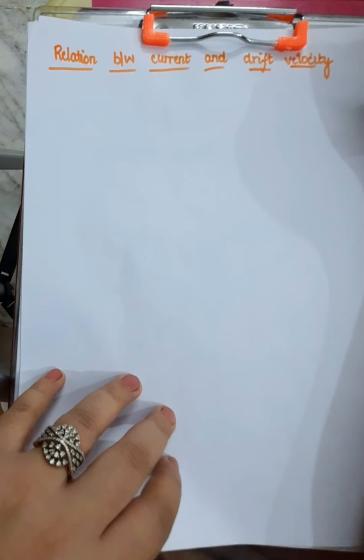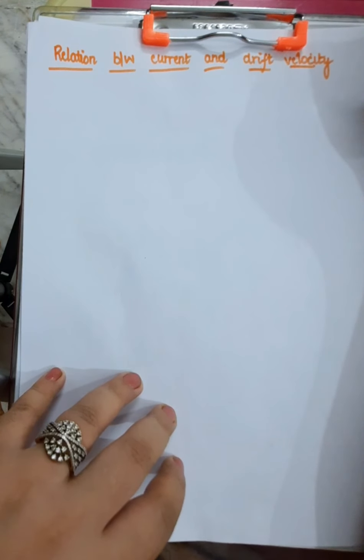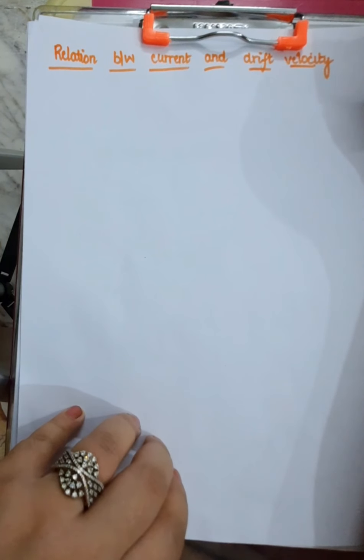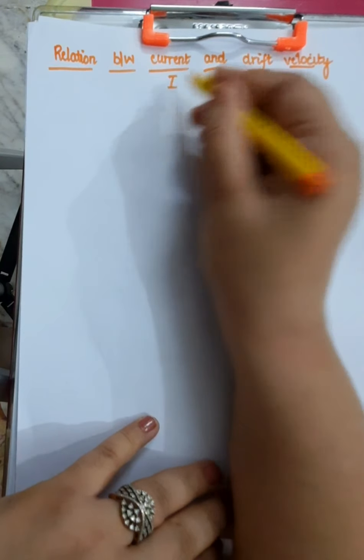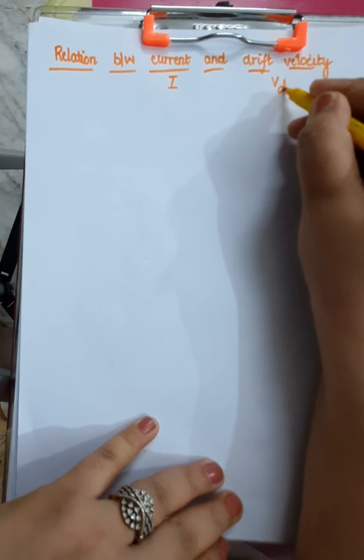In this video, we are going to derive the relation between current and drift velocity. We know that current means charge flowing per unit time, and drift velocity means the velocity which is acquired by the charge carriers when the substance is subjected to an electric field. Current is represented by I and drift velocity is represented by Vd.